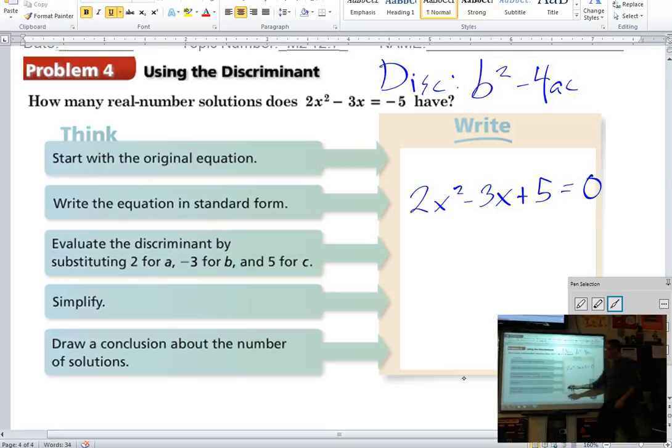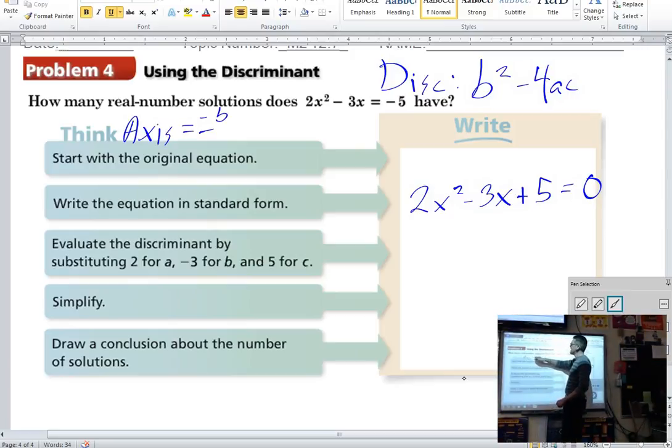But if you think about that axis of symmetry, if that is at negative b over 2a, think about this. My quadratic formula is negative b plus or minus the square root of b squared minus 4ac all over 2a. So what the quadratic formula is doing is combining the axis of symmetry and your discriminant to find those solution values.